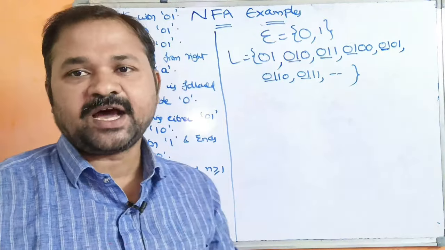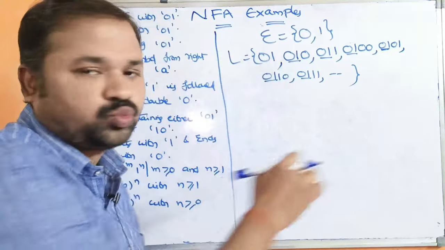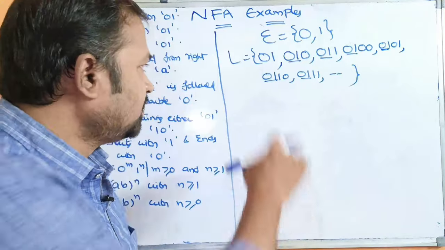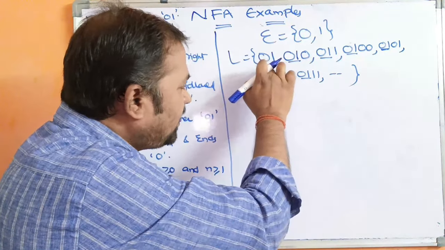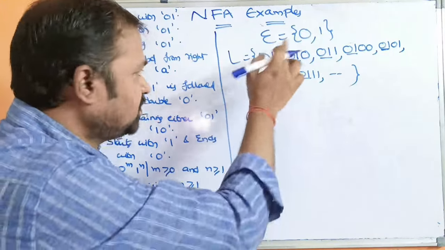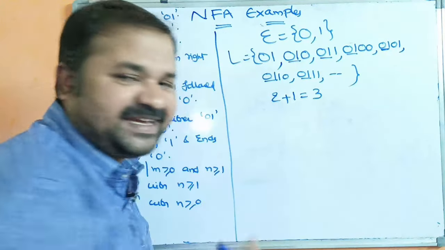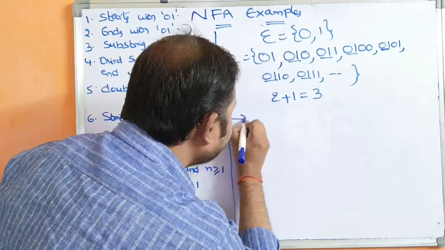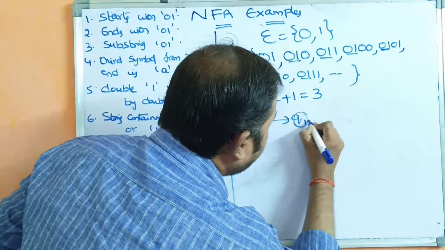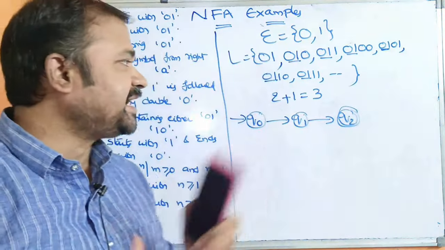Next we have to construct the NFA. So here the length of the minimum string is 2. So we require 2 plus 1, 3 states. Why? Because the minimum possible length here is 2, and 2 means we require 2 plus 1. So we require 3 states. Let the first state be Q0, second state Q1, third state Q2. Q2 is the final state, where Q0 is the initial state.